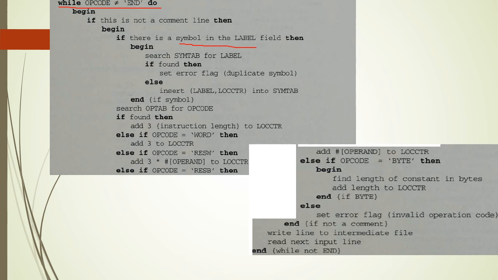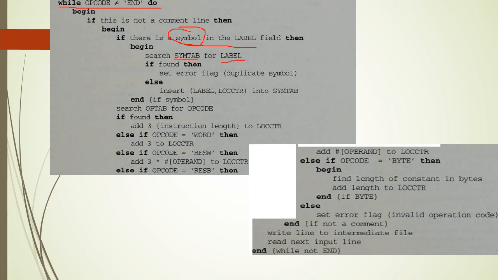The instructions with respect to SIC machine will be in the form of label, opcode, and operand. Not all the instructions, but most of the instructions are in this form. So you have to check if there is any symbol in the label field of the instruction. If there is a label, check that label in the symbol table. Check whether the label is already present in the symbol table.